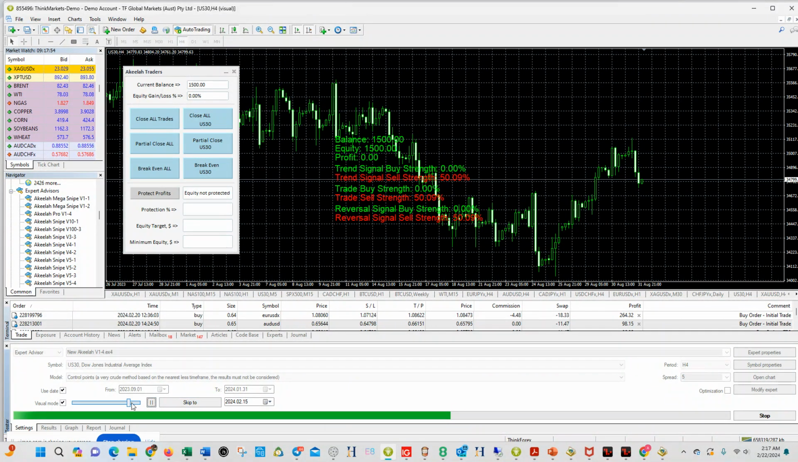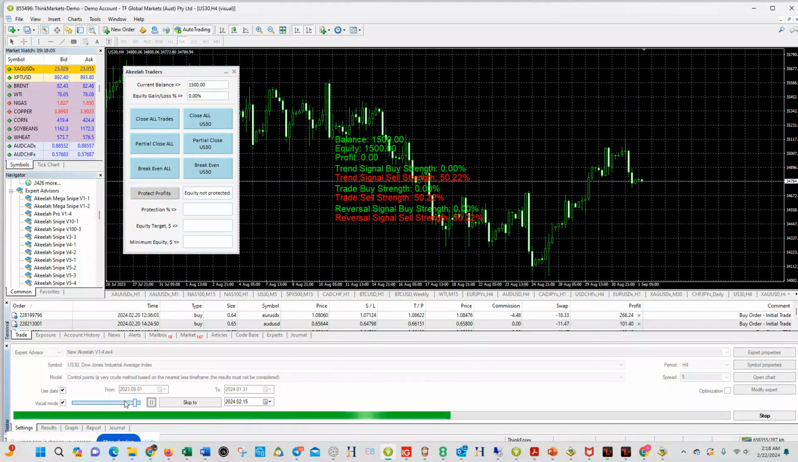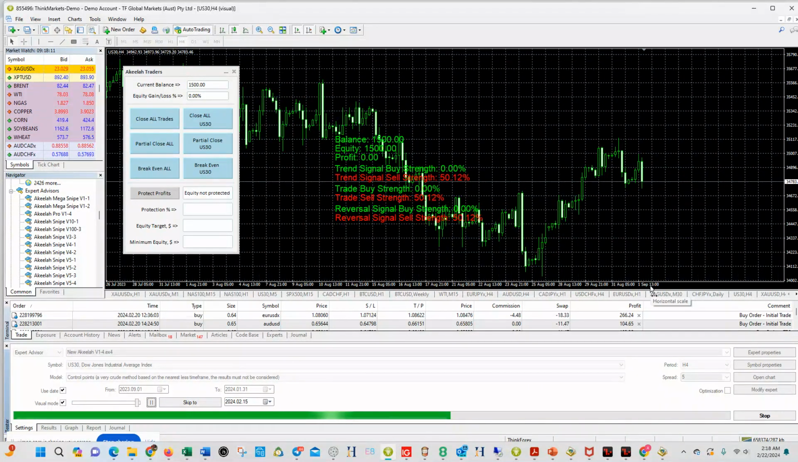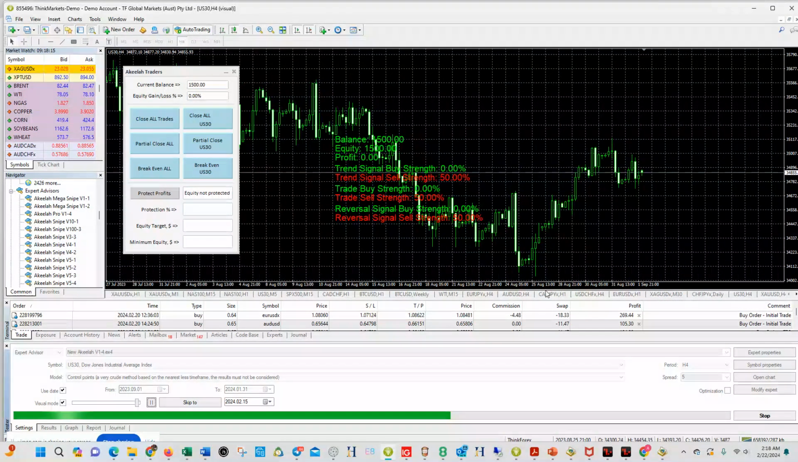And I'm running this on US 30, 4-hour time frame. I just went back about 6 months, so September through January. And now I specified my trade times. I'm only trading between 1200 hours and 1830, so it didn't even start looking for trades here until now.